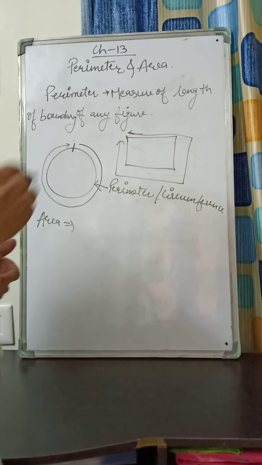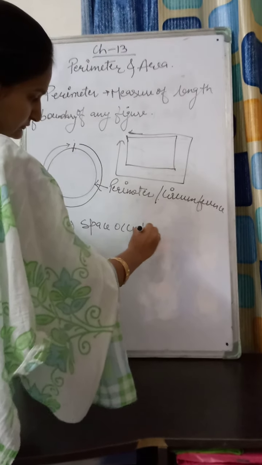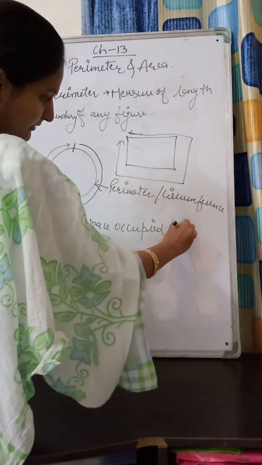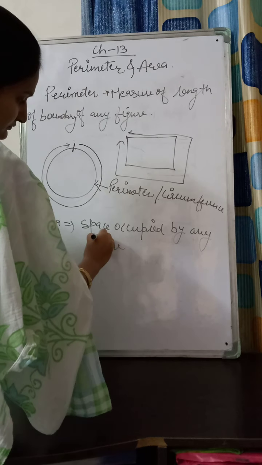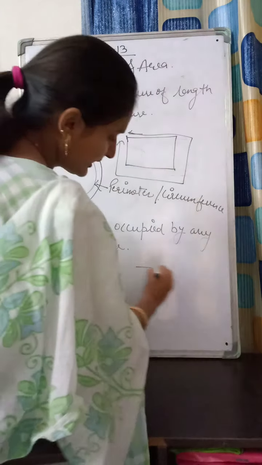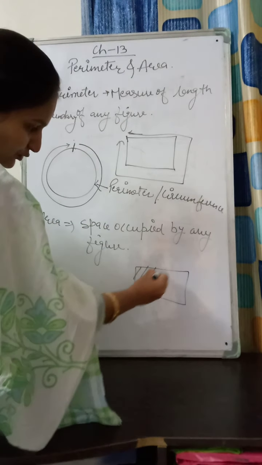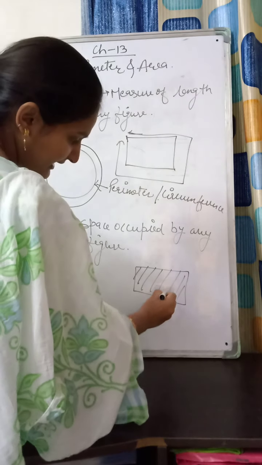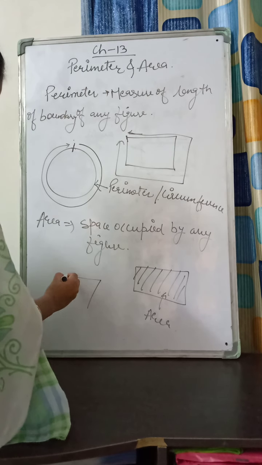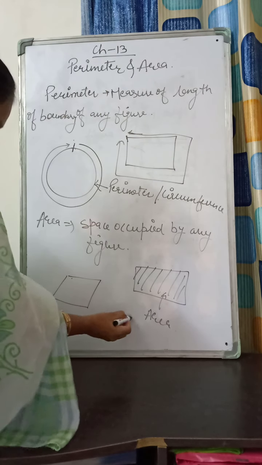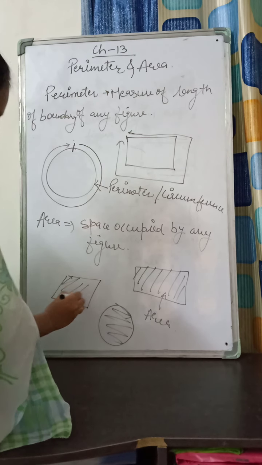What is area? Area is the space occupied by any figure. That means we can say that we have a rectangle like this. So the inside space of this figure is the area. And in another figure, the parallelogram, the circle, the whole inside space of any figure is the area.